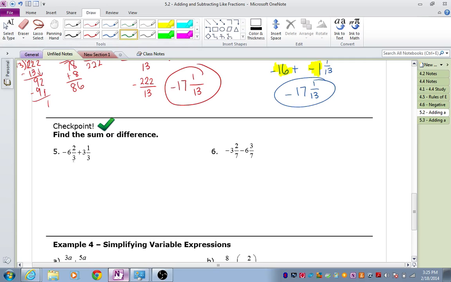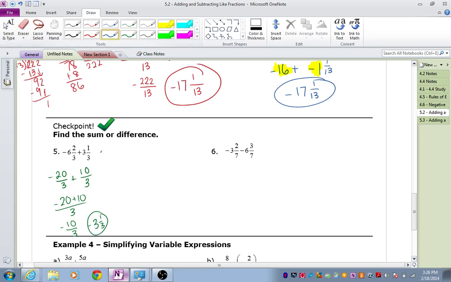Okay, if we did method 1, we would do 6 times 3 is 18, plus 2 is 20, so negative 20 over 3. 3 times 3 is 9, plus 1 is 10, so 10 over 3. Okay, this would be negative 20 plus 10 over 3. That's negative 10/3, which would be negative 3 1/3.